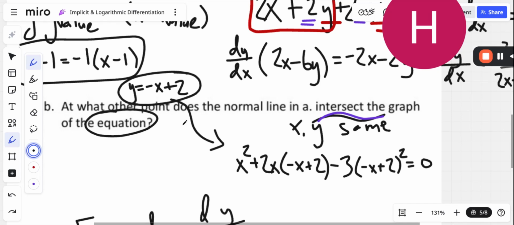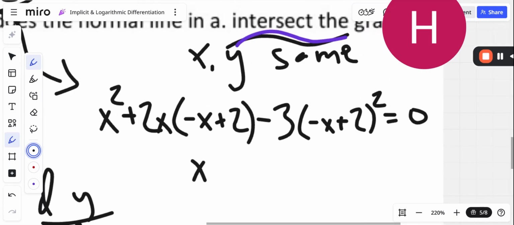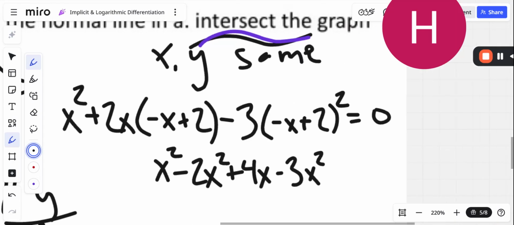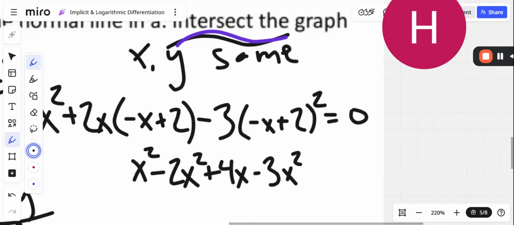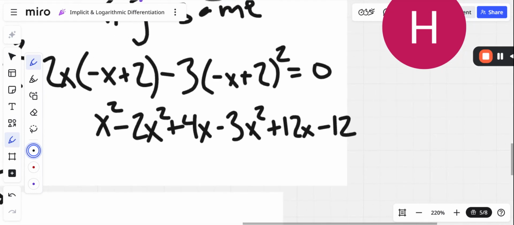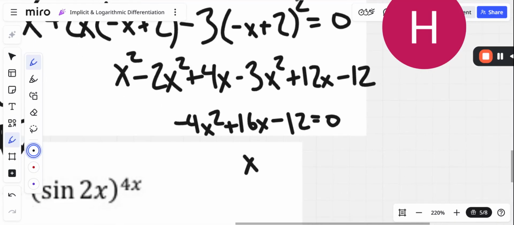Okay, let's work this out. We're going to have x squared minus 2x squared plus 4x minus 3x squared. I'm going to do this all at once, and you have to sort of be quick about these kinds of things. This is algebra stuff now, right? Would be minus 4x, but now is plus 12x. And then would be plus 4, but is now minus 12. And this all equals 0. So let's condense some of these things together. We're going to get negative 4x squared plus 16x minus 12 equals 0, which we can easily factor a negative 4 out of.